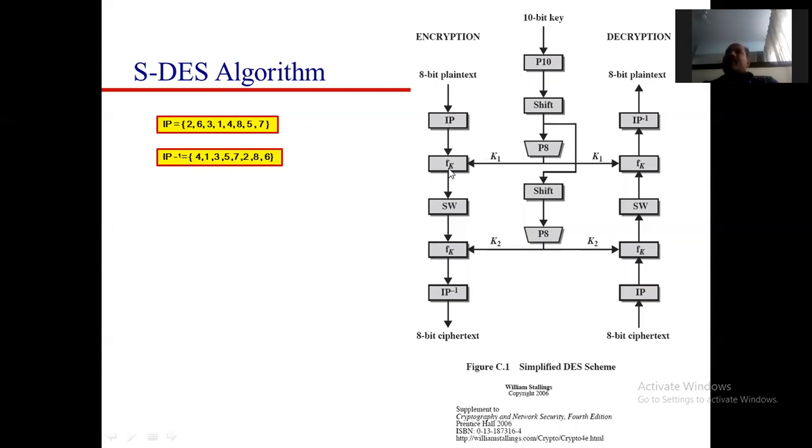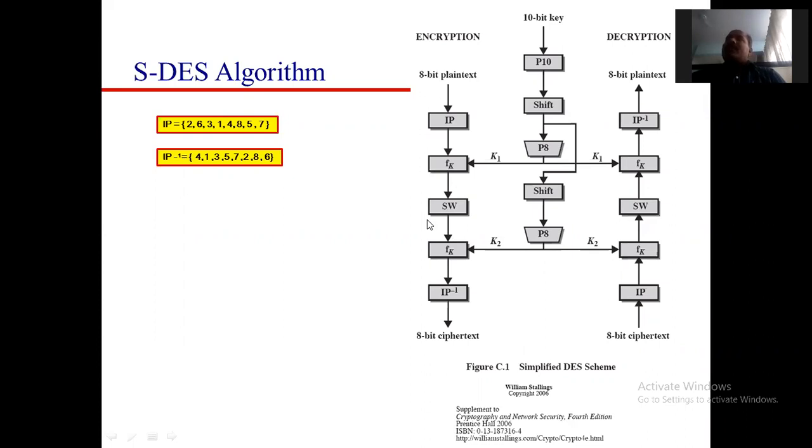After that, FK. You can write it in the notebook, what I am telling here. So the IP is the initial permutation, and the FK is called the complex function. What exactly is going to happen in the FK, we will see. And the SW, what is the SW here? The SW is called the switch function. And then FK again. Again the same FK is there. One more time we are going to increase the round level here.